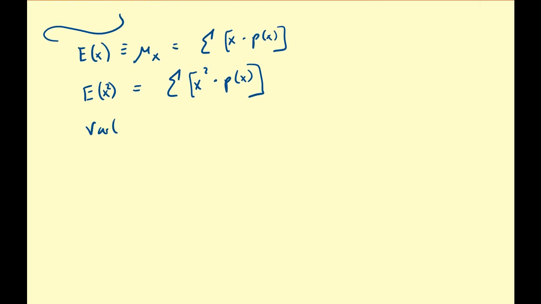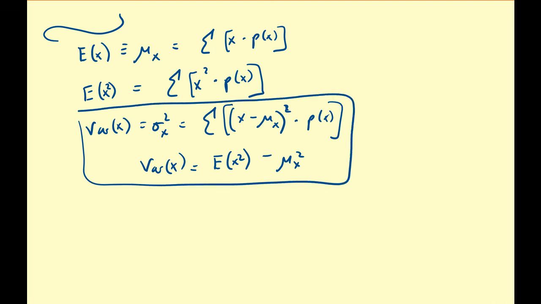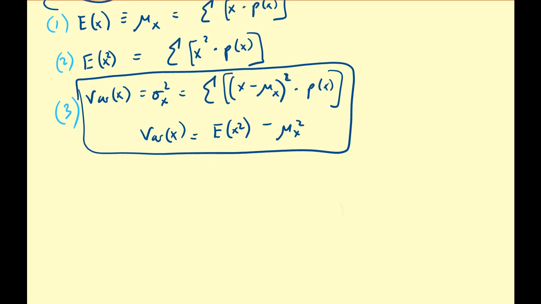The variance of X, which sometimes we write as sigma X squared, is equal to the summation of (x minus mu X) squared times p of x. But we also know that this can be calculated by the second moment of X minus the mean of X squared. So these are two different but equivalent ways of calculating the variance. So we have one important relationship, another common but not so important, but the third is definitely important as well.